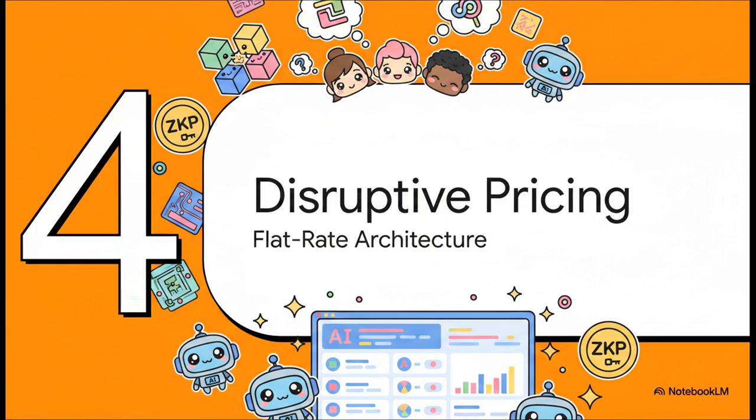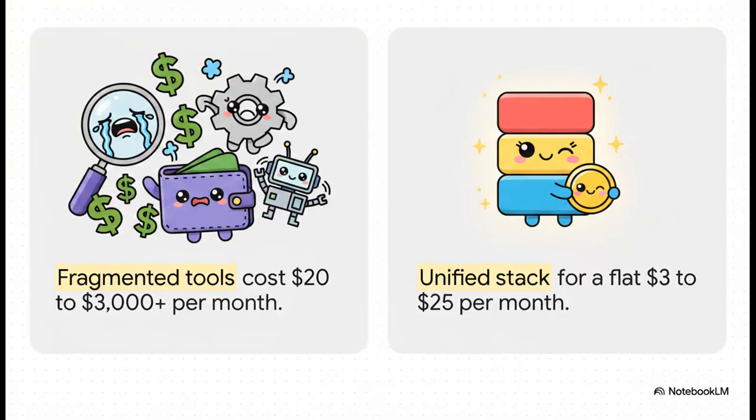All right, part 4, disruptive pricing and their flat rate architecture. This is where things get really exciting. The contrast here is just staggering. If you tried to string together all those fragmented tools on your own right now, you're looking at spending anywhere from $20 to well over $3,000 a month. But GitDigital? They compress that entire massive stack into a flat, incredibly predictable $3 to $25 a month.